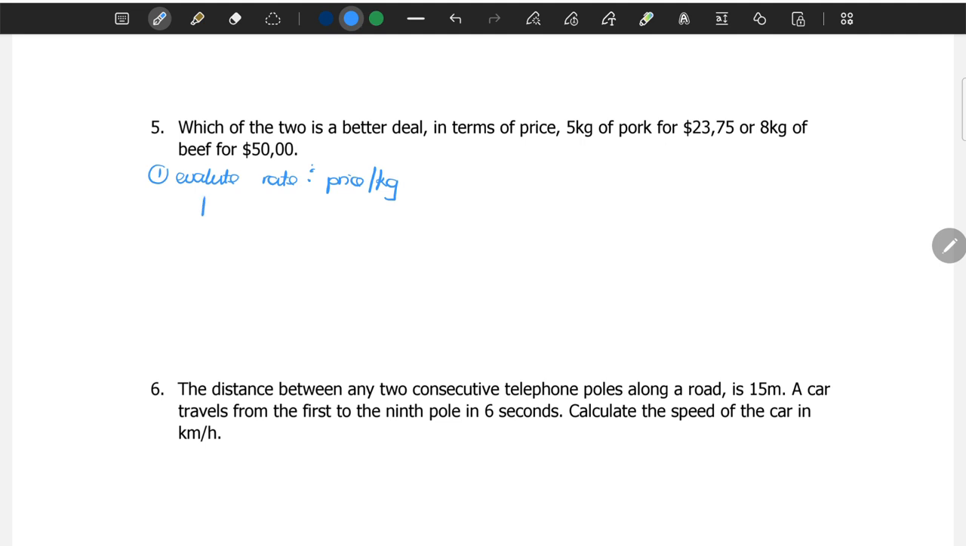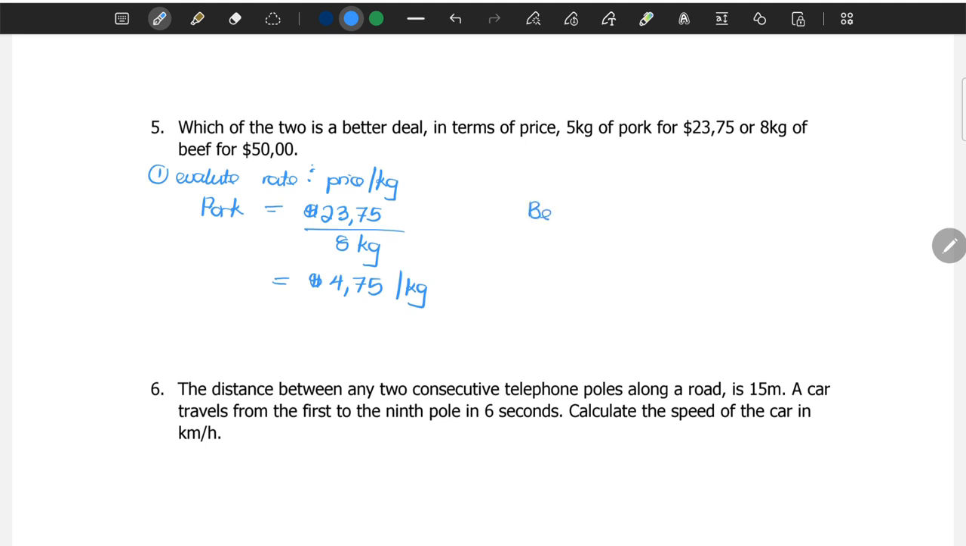So we have pork going for $23.75 for 5 kg. So to find how much that costs, we divide and we get $4.75 per every kg.